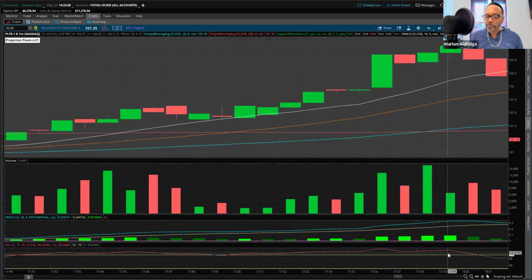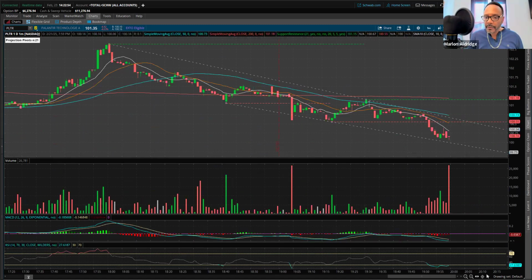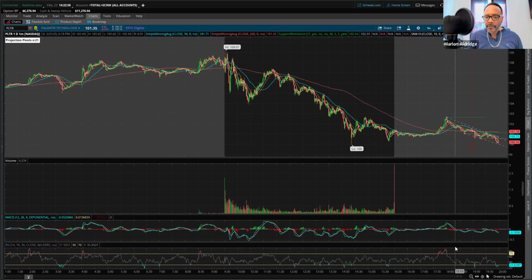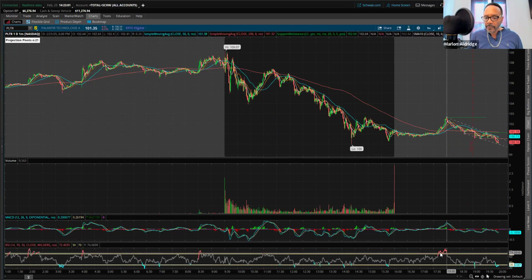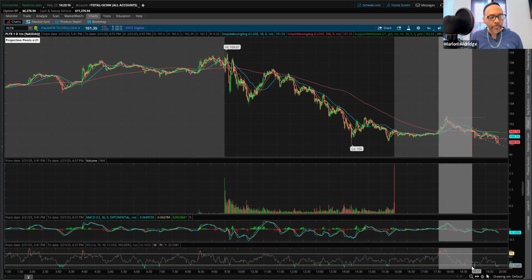But look what happens when the relative strength index, well, I didn't want to do that. Let me go back out. Let's go back out. Well, I guess I can highlight it. Look what happens after the relative strength index goes below 70. We can see that the prices drop. Okay.